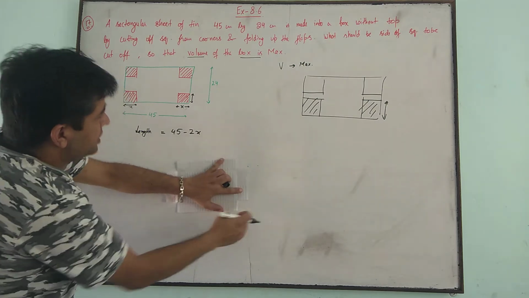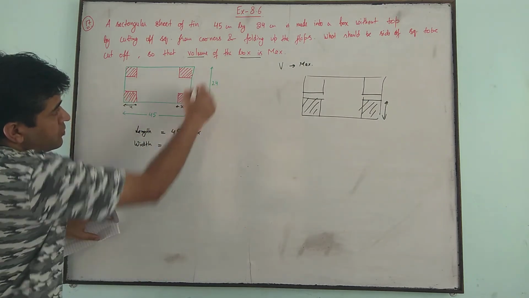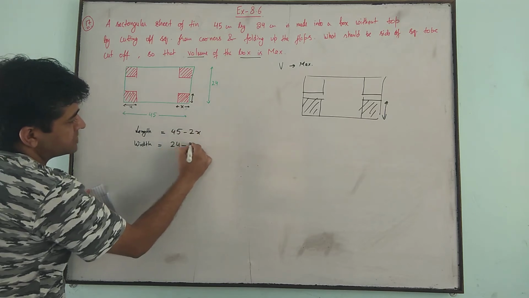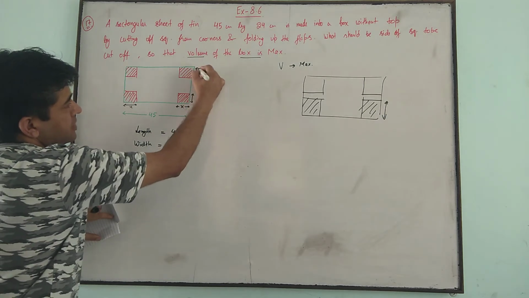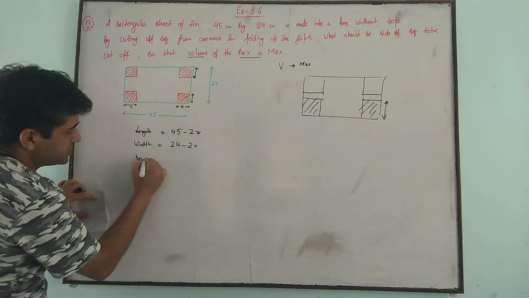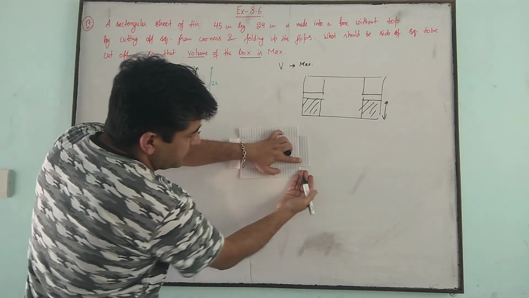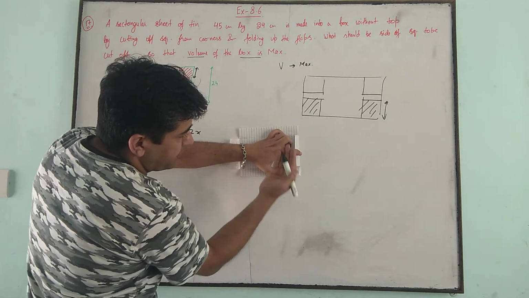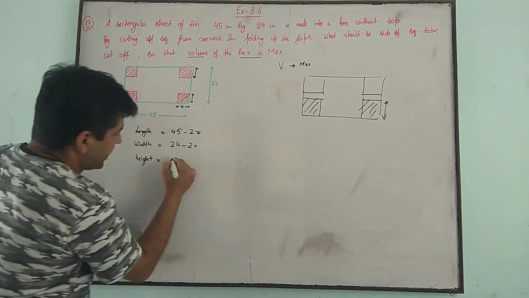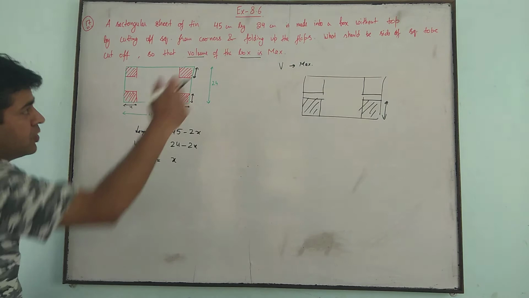What will be the width here? That is 24 minus 2x. x from this side and x from this side will be reduced. And what will be the height of the box? That is x. This and this we are folding as the flap. So the height is x. So we will get its volume now.